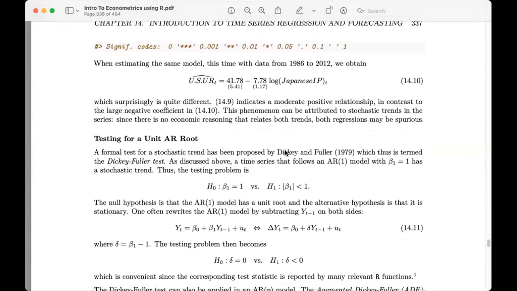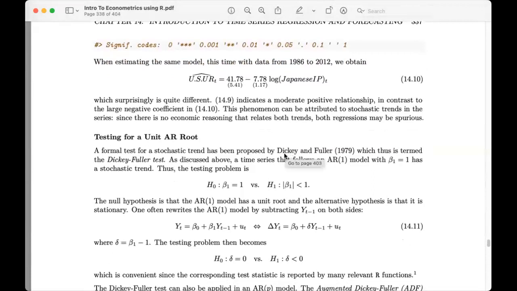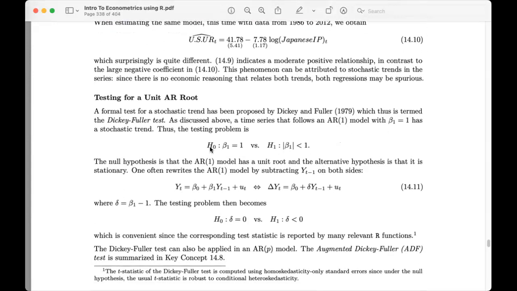Yeah, we could test whether there is a unit root by using the Dickey-Fuller test for unit roots. So H0: beta 1 is equal to 1 versus the alternative where beta 1 is less than 1. If beta 1 is less than 1, we'll say the series is stationary. That is the case when we reject H0. But if we don't reject H0, then it means beta 1 is equal to 1, which is the case of a unit root, which implies that the series is non-stationary.